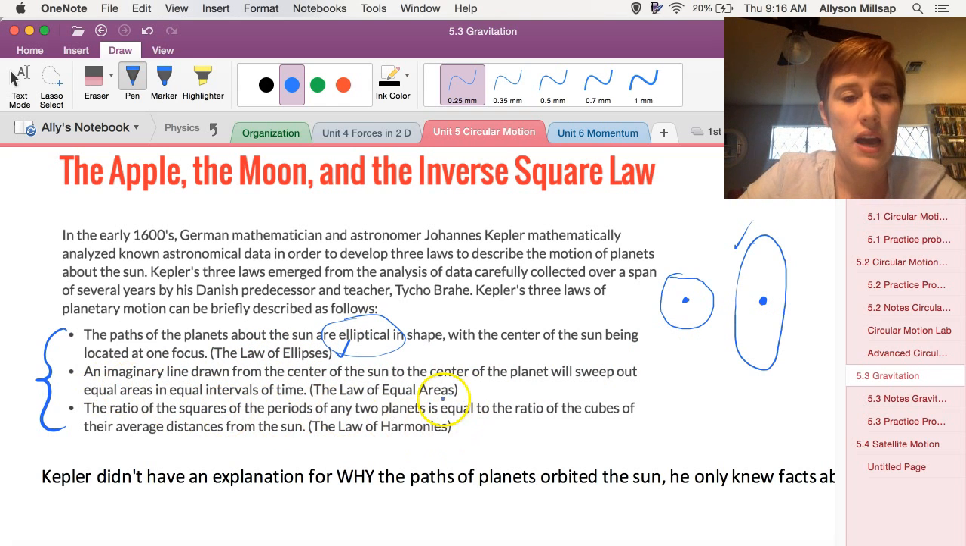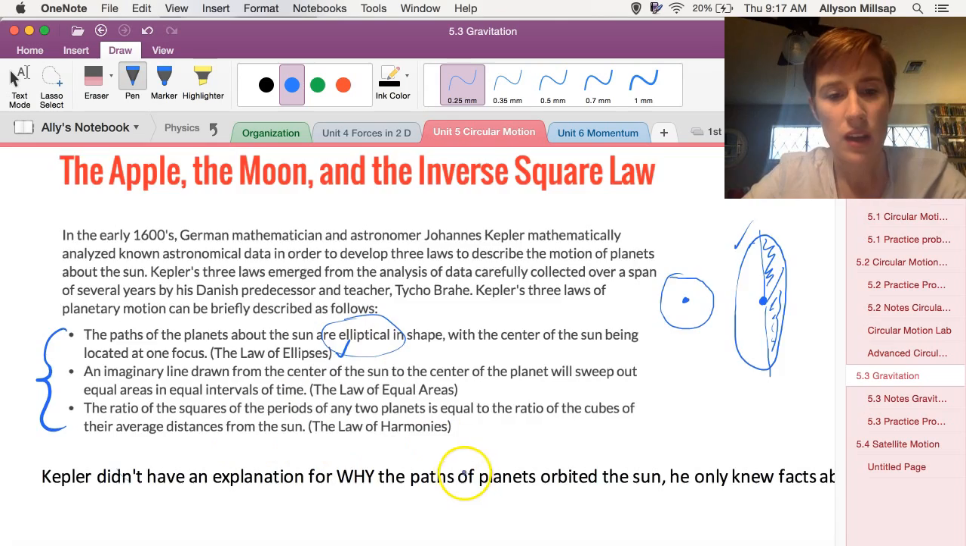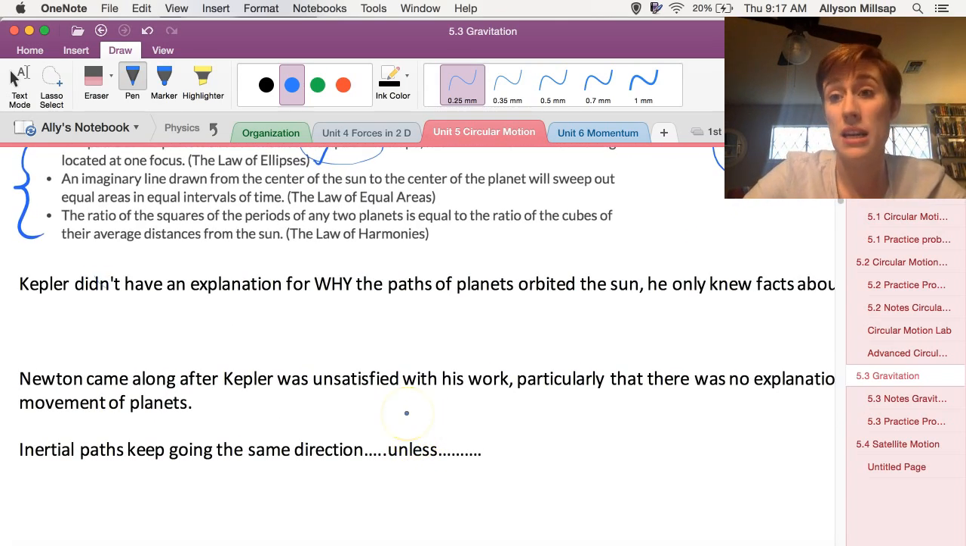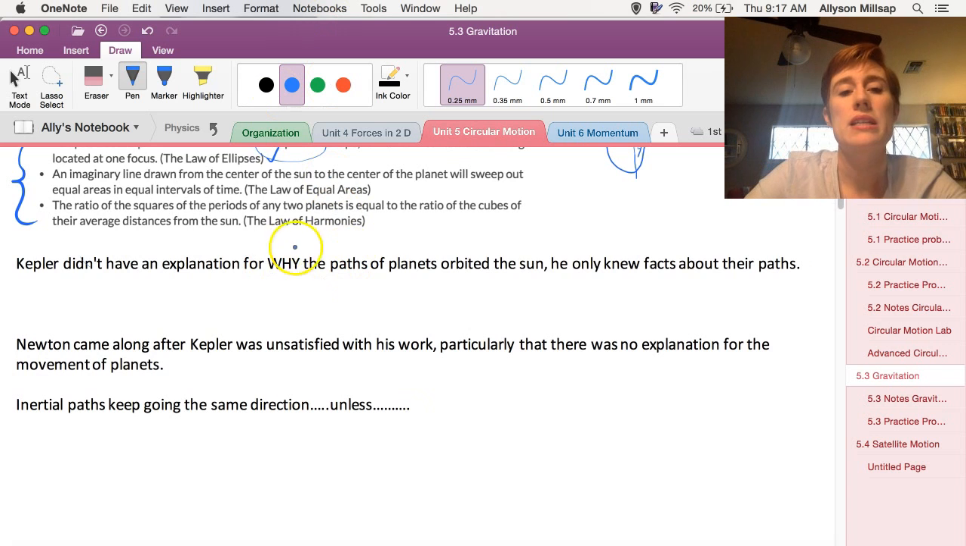The second one was that you could draw an imaginary line from the center of the sun to the center of the planet, and that they'll cover equal amounts of distance in equal amounts of time. We'll talk about that one later, so if it doesn't make sense to you, that's okay. The last one is that it's a ratio of distance and time, the law of harmonies, which we'll also talk about later. Basically, Kepler was studying the movement of planets, but he did not have an explanation for why the planets orbited the sun. He only knew facts about their path.